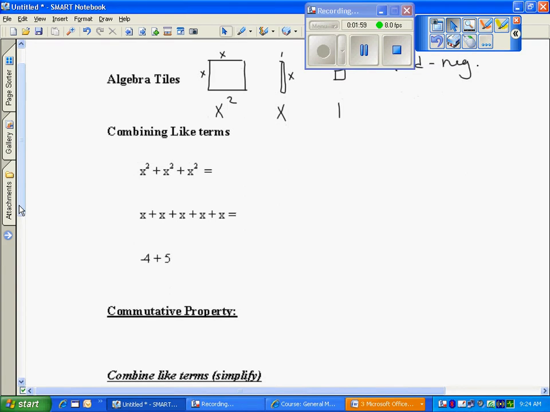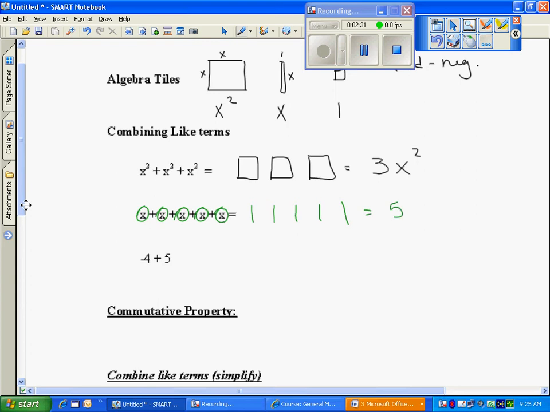So when I add like terms, I can actually use these algebra tiles to come up with my answer. So using a picture of x squared plus x squared plus x squared, I would have 3 of the larger squares in a pile. So what would I have total? I would have 3 x squareds. Looking at the next example, it looks like I have 1, 2, 3, 4, 5 of those sticks. And to represent that mathematically, it would be 5 sticks or 5 x's. So we're just adding how many I would have in a pile.